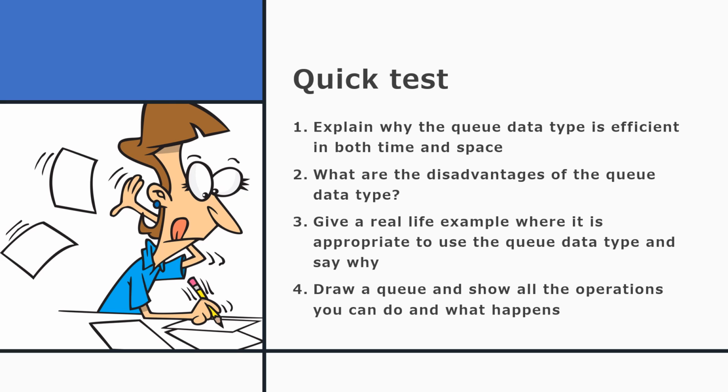Explain why a queue is efficient in time, quick to use, and efficient in space, doesn't waste a lot of space. Explain what the disadvantages are. Give a real life example where you would use a queue data structure and say why it's so useful. And draw a queue and show 3 or 4 operations that you can do with the queue and how the queue itself will change as those operations occur.